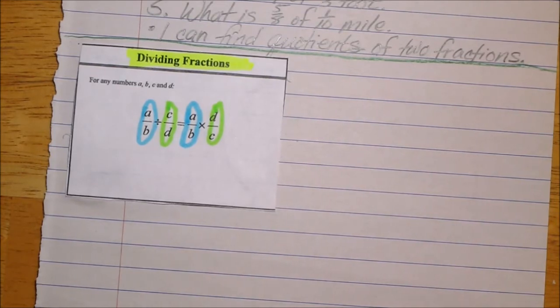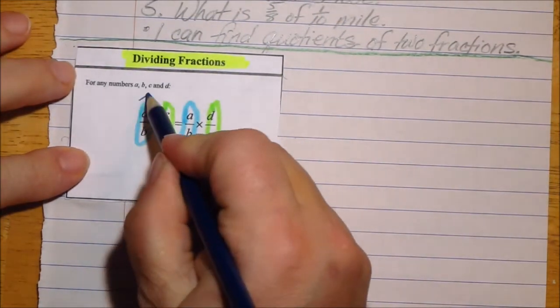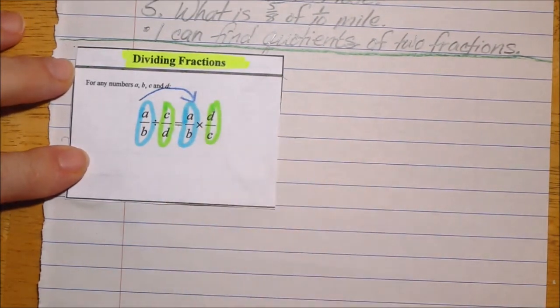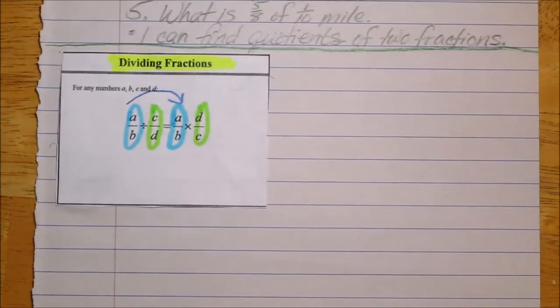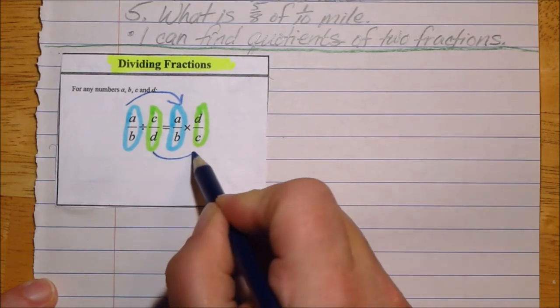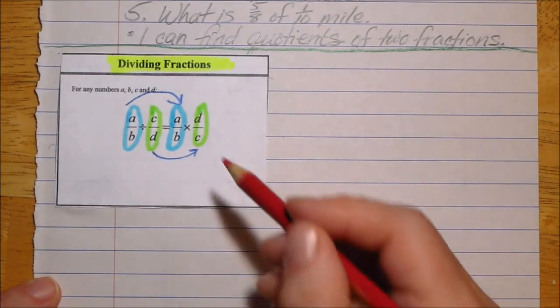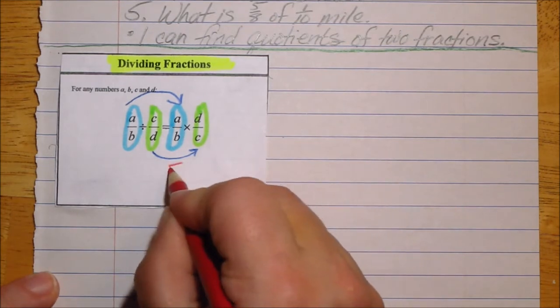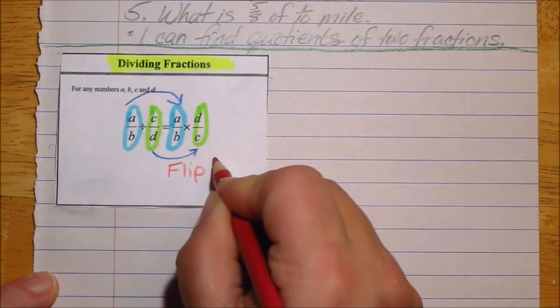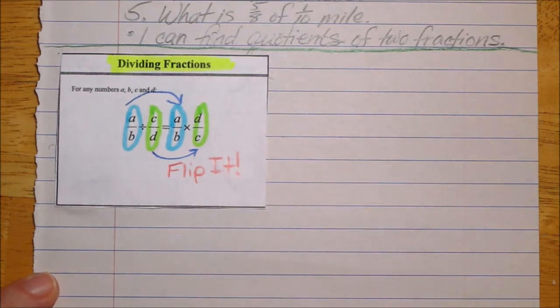Okay, here we go. So with my dark blue pencil, I'm just going to draw a little arrow right here to show that, notice that nothing changes in the first one. But from this one to this one, something fairly significant changes. And I'm going to write right here, flip it. Okay? That second fraction, we flip it.